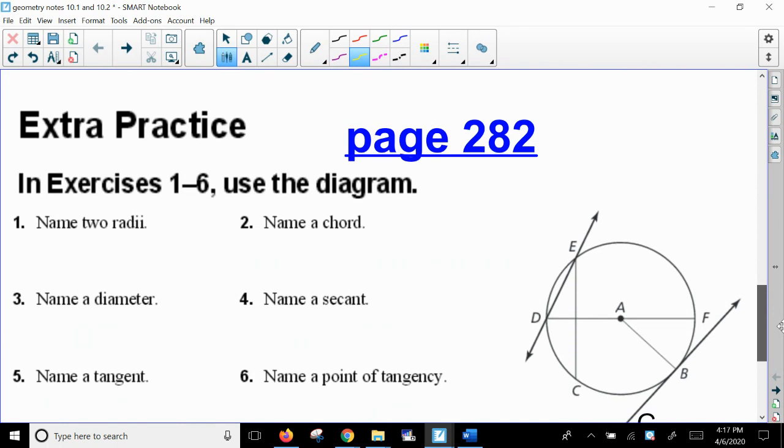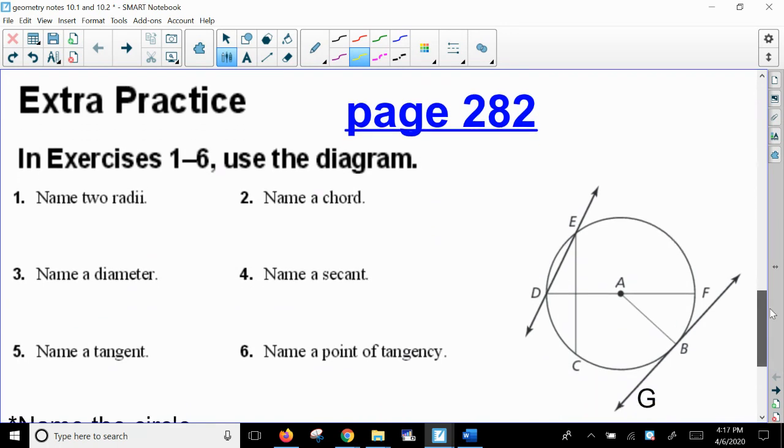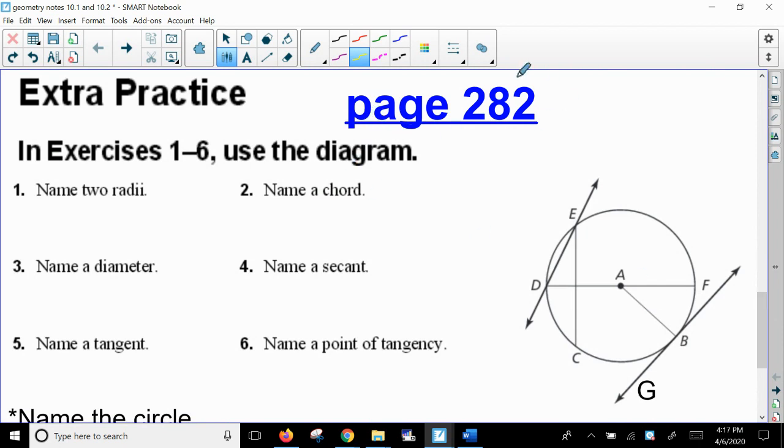All right, so we just went over the vocab. So now let's do some exercises. In the student journal, this is on page 282. Name 2 radii. In other words, 2 segments that are a radius.